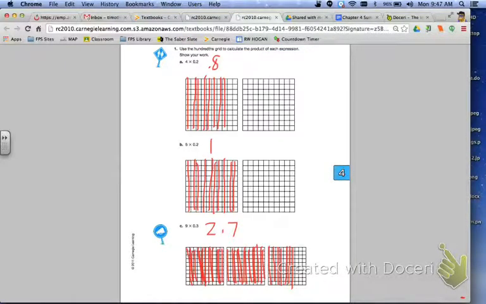Here are what your answers should look like for A through C. For letter A, 4 times 2 tenths. I have 4 equal sized parts shaded in with 2 tenths in each for a product of 8 tenths. For letter B, 5 times 2 tenths. I have 5 equal sized parts shaded in with 2 tenths in each for a product of 1 whole. And for letter C, I have 9 equal parts of 3 tenths shaded in. 9 times 3 tenths would be 2 and 7 tenths for the product.